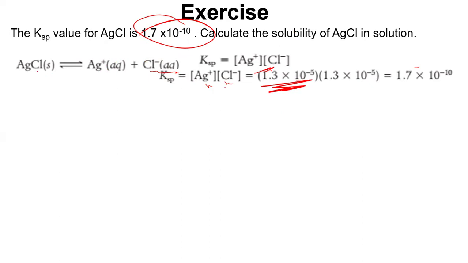If I'm supposed to go over the calculation, once I get my KSP, if this is X, so my KSP, taking it from here, would be equal to x multiplying x raised to the power 1 raised to the power 1.